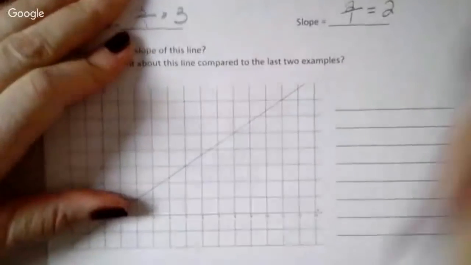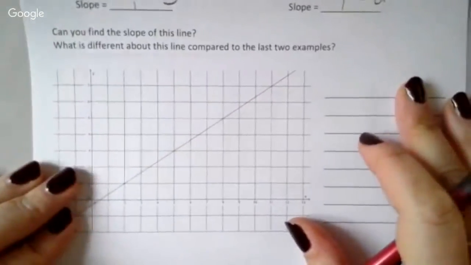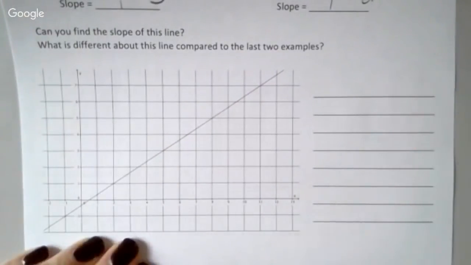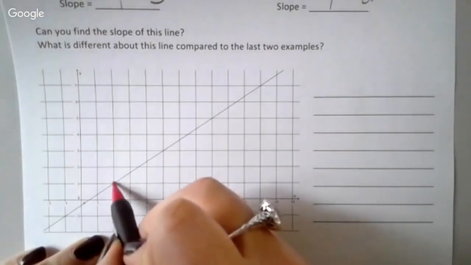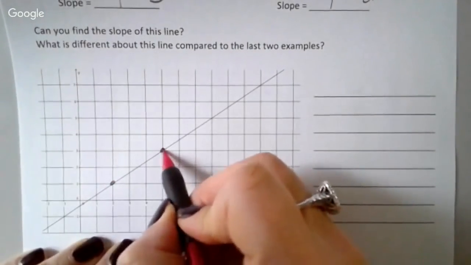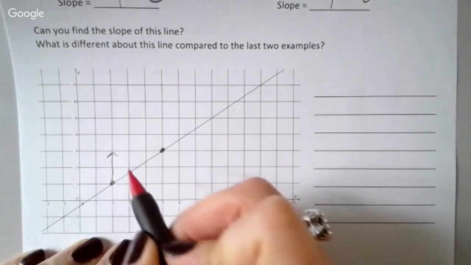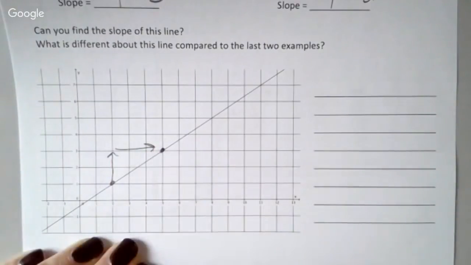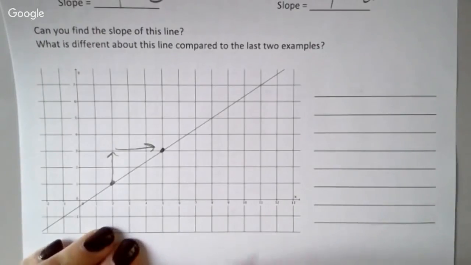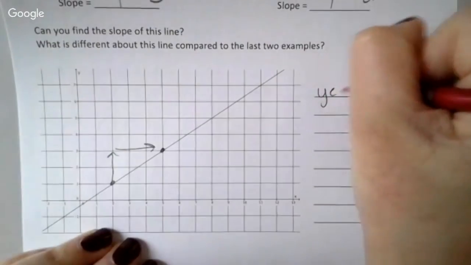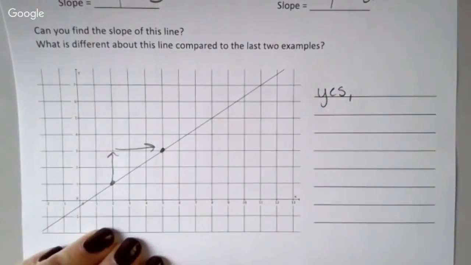Okay, so now you've resumed the video to check your answer. So we're going to take a look at this graph. When I go to pick any 2 points, I can pick any 2 points. So I can definitely count my slope. I can figure out how much up or down and how much right or left. Okay, so can we find the slope? Yes. But then what is different about this line compared to the last 2 examples?